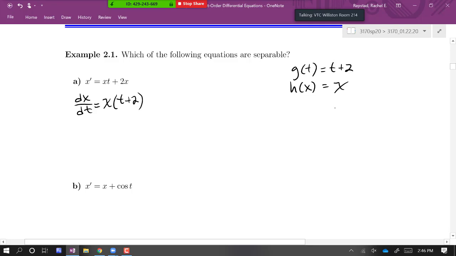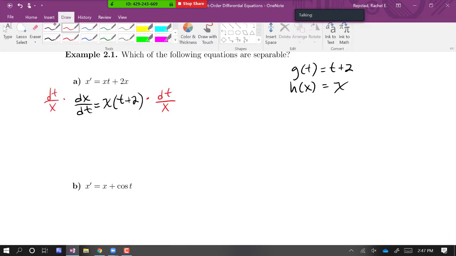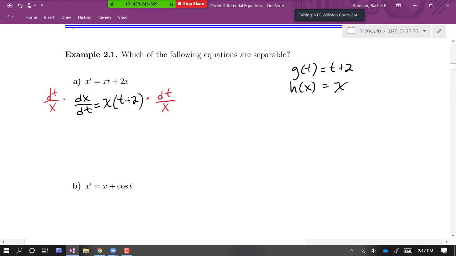Now, if we think about actually separating them out, so we have the x's with the dx and the t's with the dt, all we would need to do is multiply both sides by dt over x. We don't need to do this to determine if it's separable, but it is something we would do to go ahead and solve it. And then we'd have t plus 2 dt. And we'll get some practice solving these in a bit.